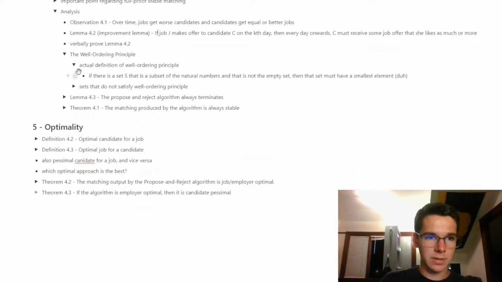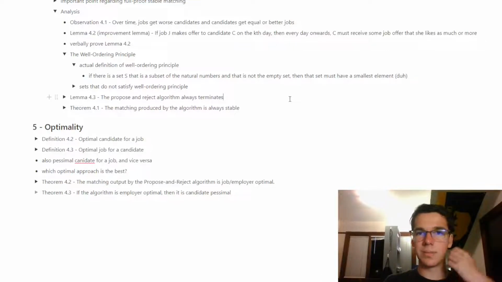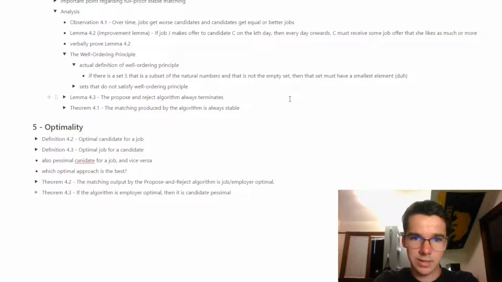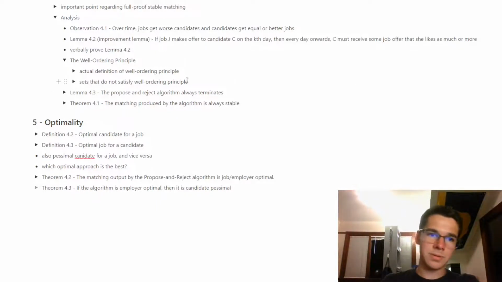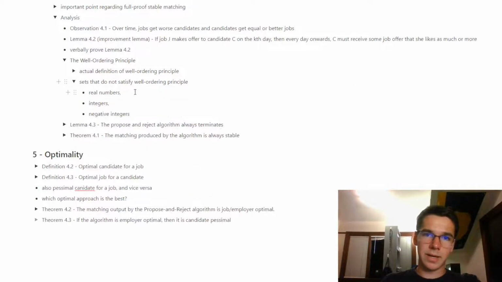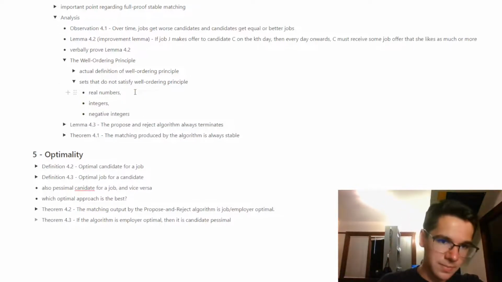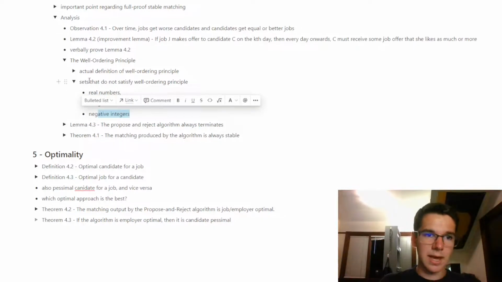And something else that they briefly snuck in here was the well ordering principle. Basically it says that if there is an ordering to a set of numbers, then there is a smallest number in the set. I guess the set has to be natural numbers and it can't be empty. But that's fairly obvious. There are also a couple of sets that don't satisfy the well ordering principle, such as negative numbers, real numbers, and negative integers. This is because they have no smallest value, right? If you think of negative integers.